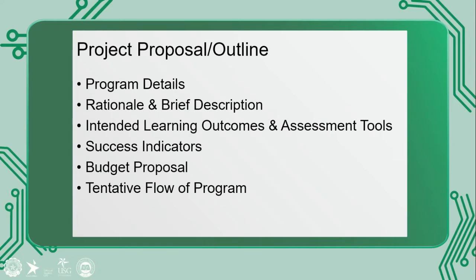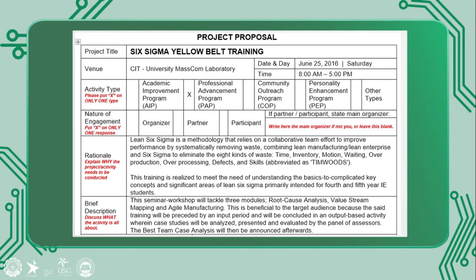So start with program details. Here you'll see an example of a project proposal. This project is a Six Sigma Yellow Belt training. Just assuming that you're organizing a training, the details should be complete: where will you have the activity, which date or day, specific time, and type of activity. Is it an outreach program, a professional advancement program, an academic program, or a personality enhancement program? For this example, this is a professional advancement program. So make sure you are able to identify what type of program you are doing.